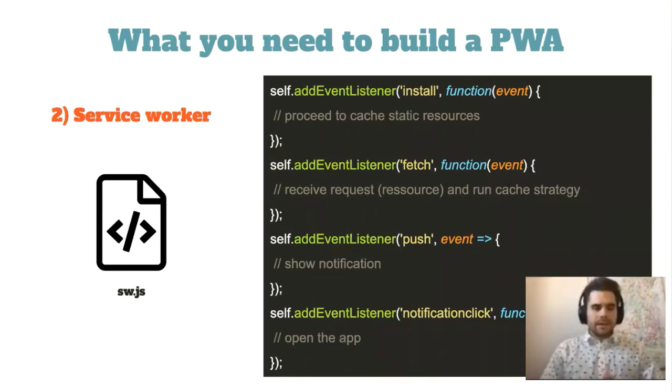The second thing you need to build a progressive web app is a service worker. A service worker is basically some JavaScript code that runs in the background of your application. It runs even if your phone is off in your pocket. And the service worker is able to catch incoming requests in between the server and the client. It is the one that is able to cache those resources, eventually serve cached resources, and enable offline access to your application.